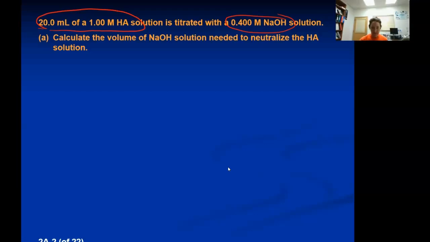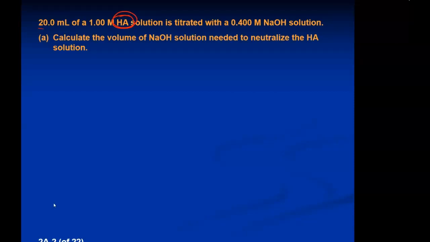By the way, I'm just going to use HA because it seems that people don't like HA, so I want to get used to it. HA just means any weak acid. Pick one. I always say use HF. Looks just like HA. Okay, so do that, and then we're going to go over it. I'll give you a minute.